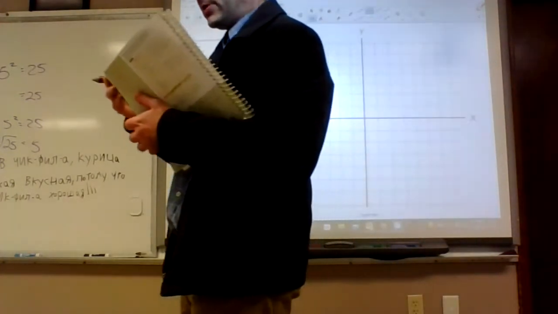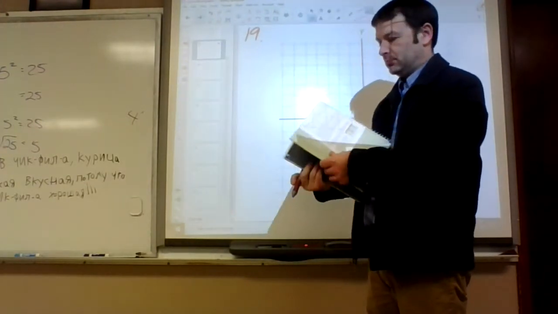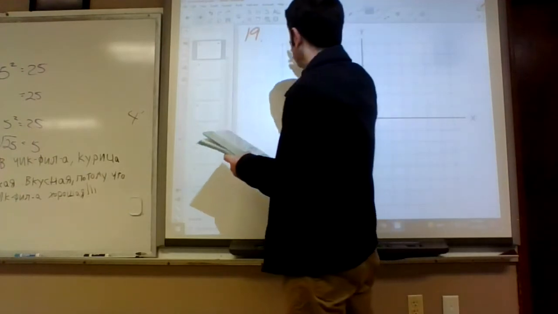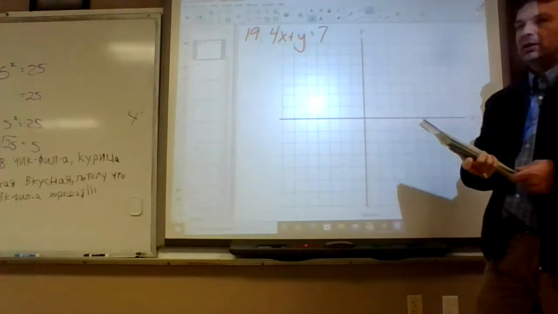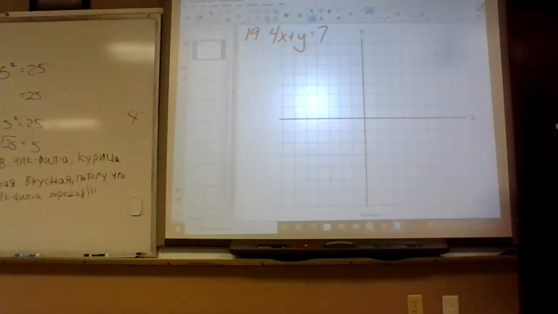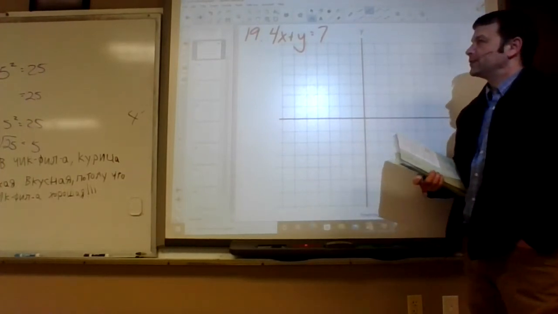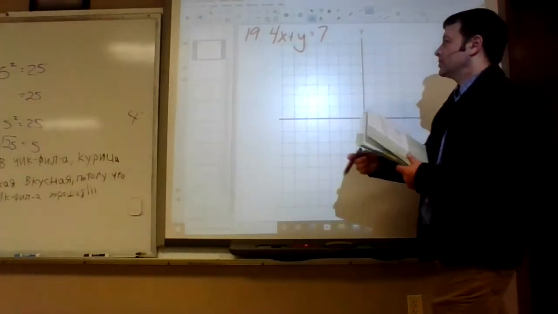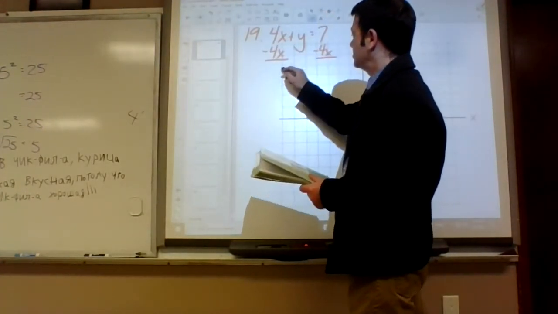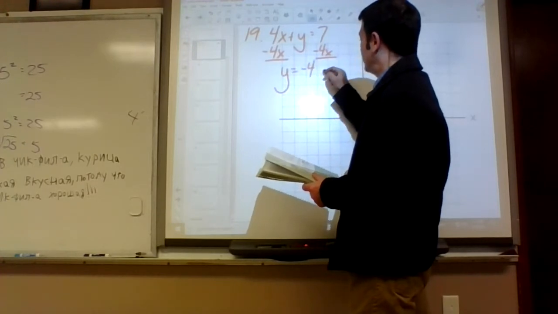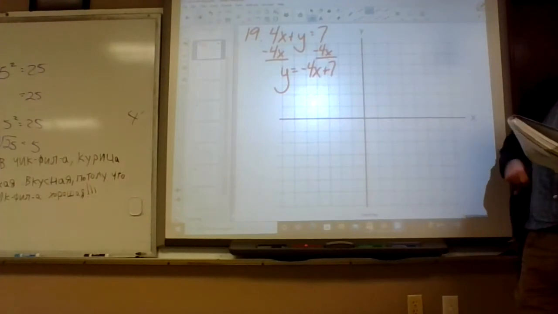What is different about 19? Oh, they're not in slope-intercept form. Right, they're in standard form, so we're going to have to change it to slope-intercept form to help us graph it. So what's the first step? Subtract 4x. Minus 4x. Got to get the y by itself. Instead of 7 minus 4x, I'm going to put minus 4x plus 7. So it's in slope-intercept form.